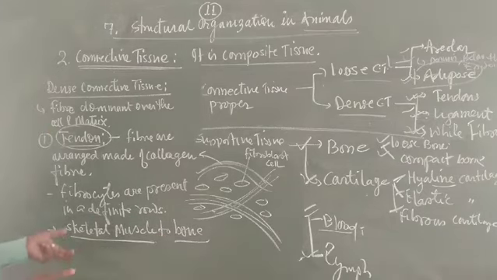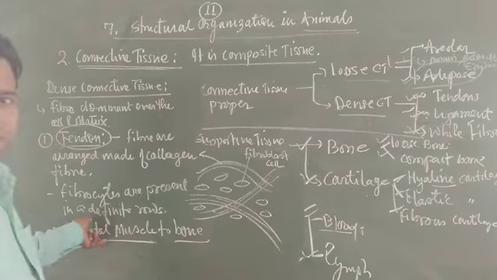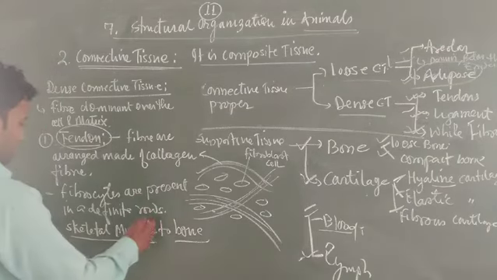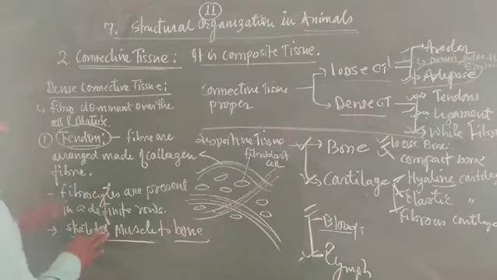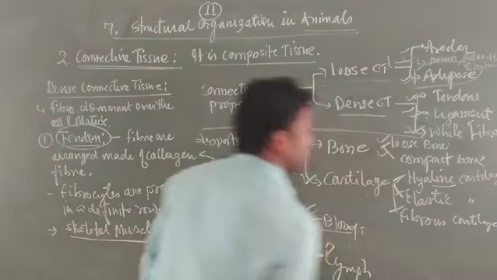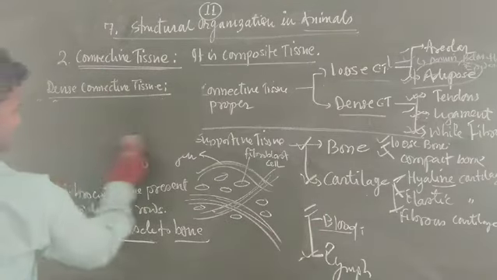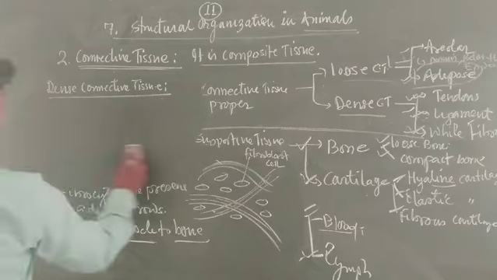By the contraction and relaxation of skeletal muscles, the body undergoes locomotion as well as movement. So this one is a tendon. The second important tissue is called ligament. Ligament is one of the tissues.